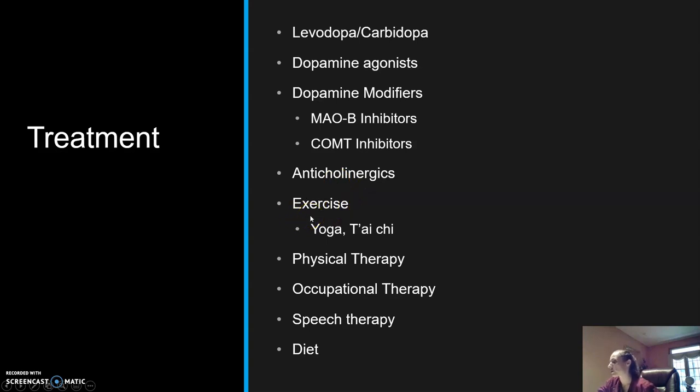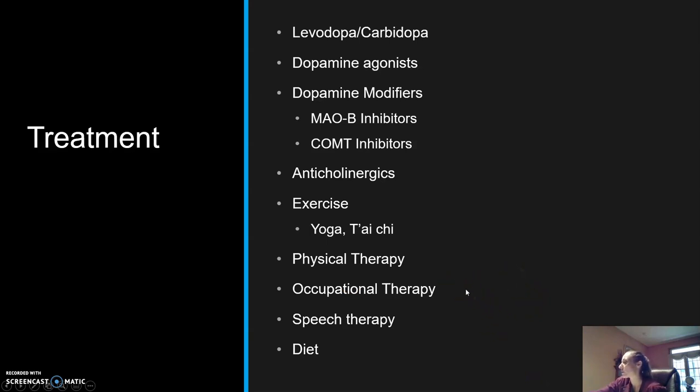Exercise is going to be important, keeping those muscles moving, making sure they're still flexible, so yoga and Tai Chi are really good for that. They may work closely with physical therapy, and occupational therapy is going to be really important. They may help with assistive devices for this patient. Things like maybe a shoehorn to help with putting clothes on, or devices to help with buttoning clothes, using Velcro rather than tying shoes. So things like that, things that will help with those fine motor movements.